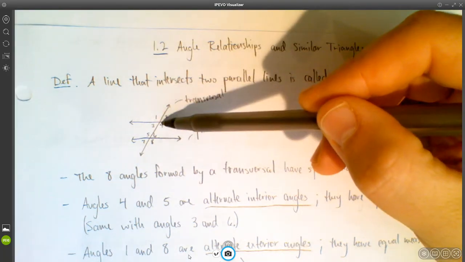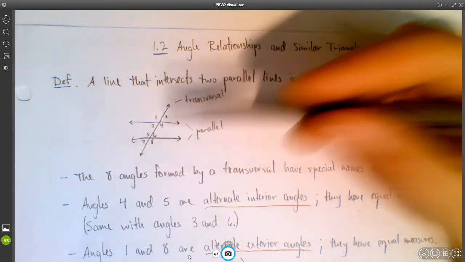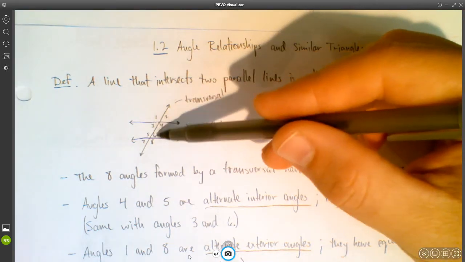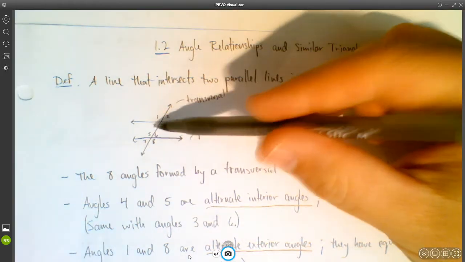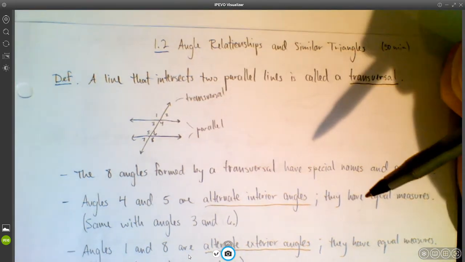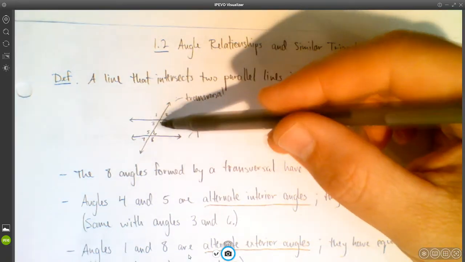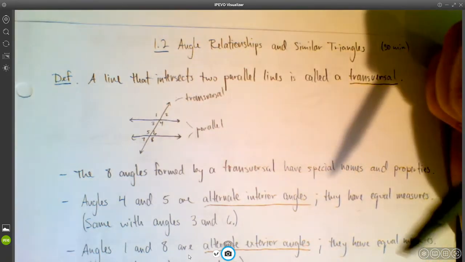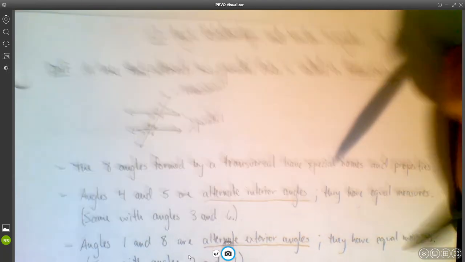So angle 4 is the same as angle 5, and angle 3 is the same as angle 6. But obviously, angle 3 and angle 4 are not the same thing. They have a different relationship. But 4 and 5 are the same, and 3 and 6 are the same. So those are alternate interior angles.